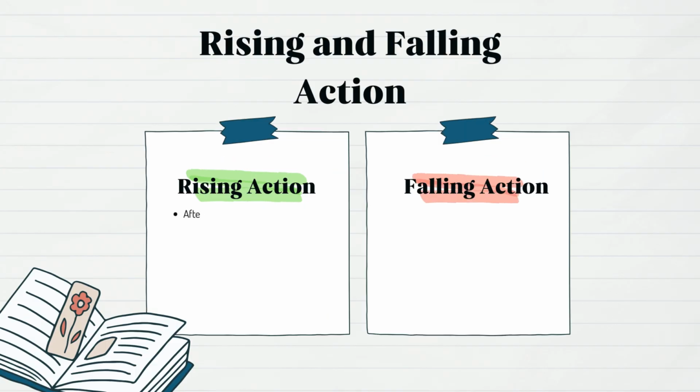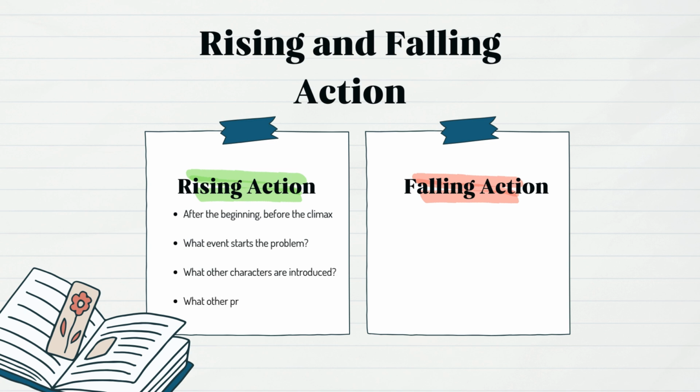All right, so the rising action happens after the beginning, before the climax. Usually this asks the question, what event starts the problem? This is where we really figure out the problem, we really figure out the conflict, excuse me, what this story is about. We'll also find other characters that get introduced in the story.